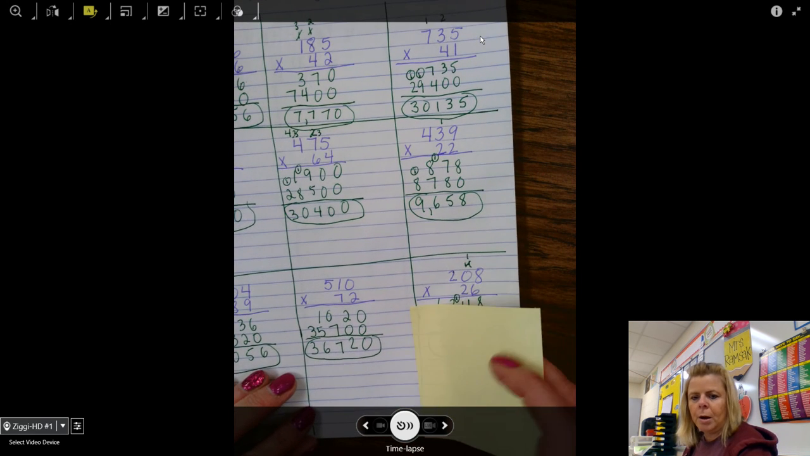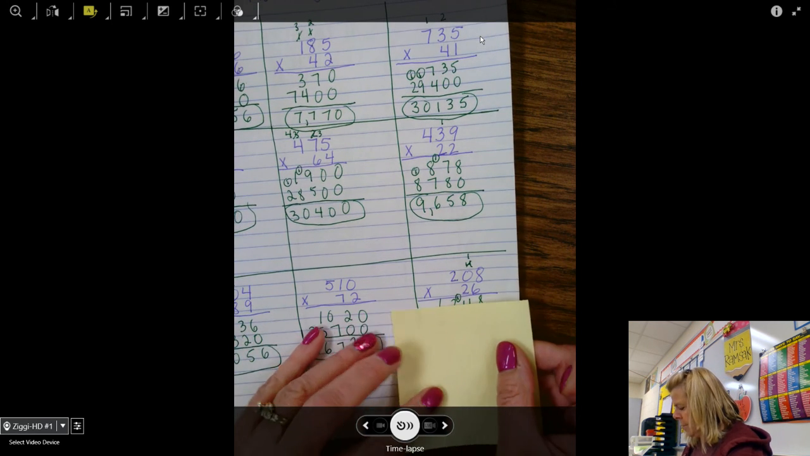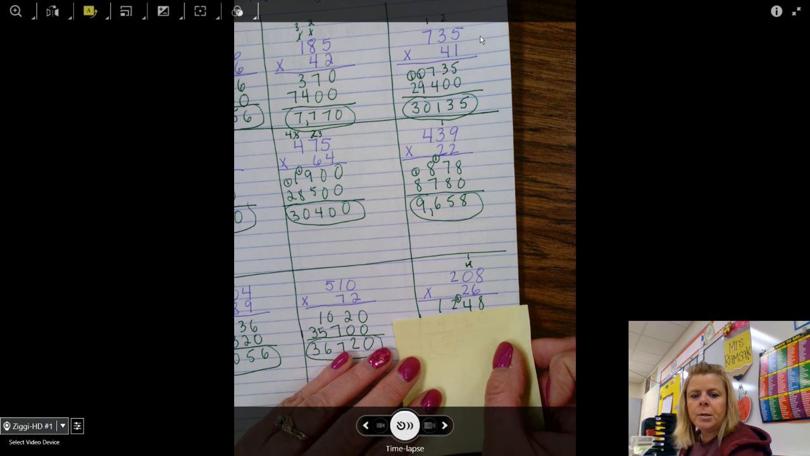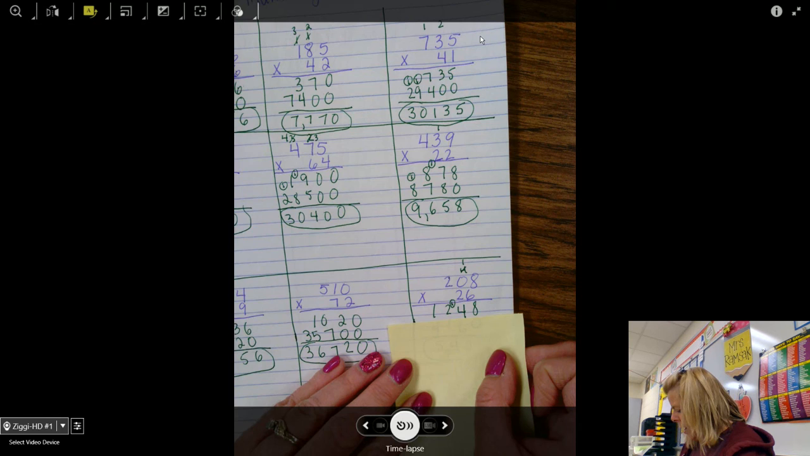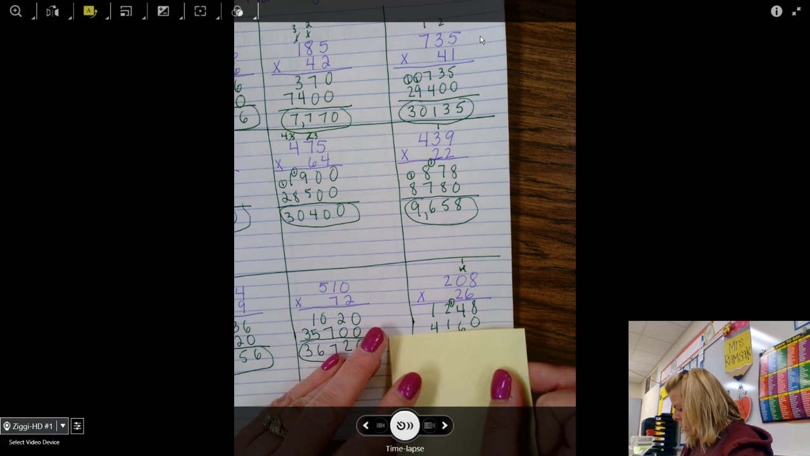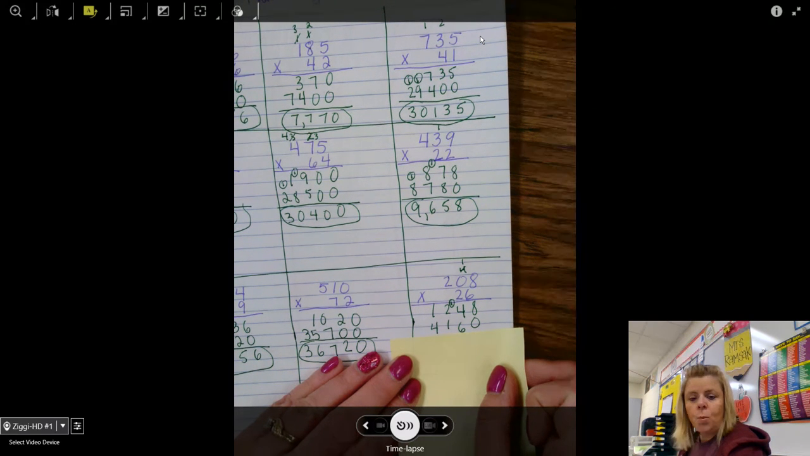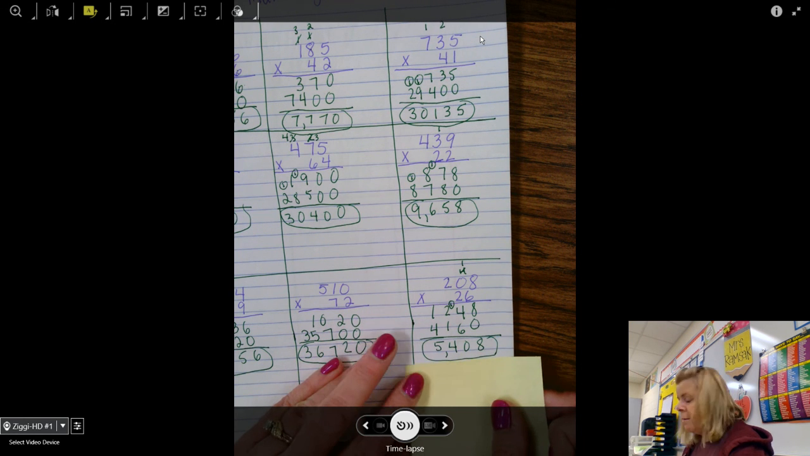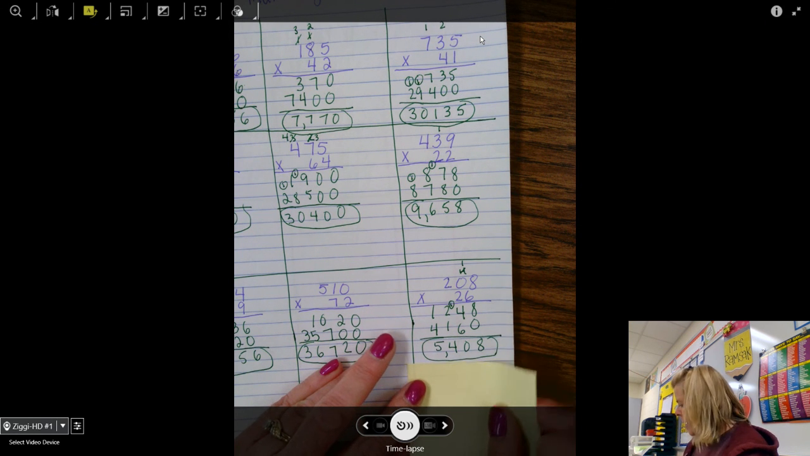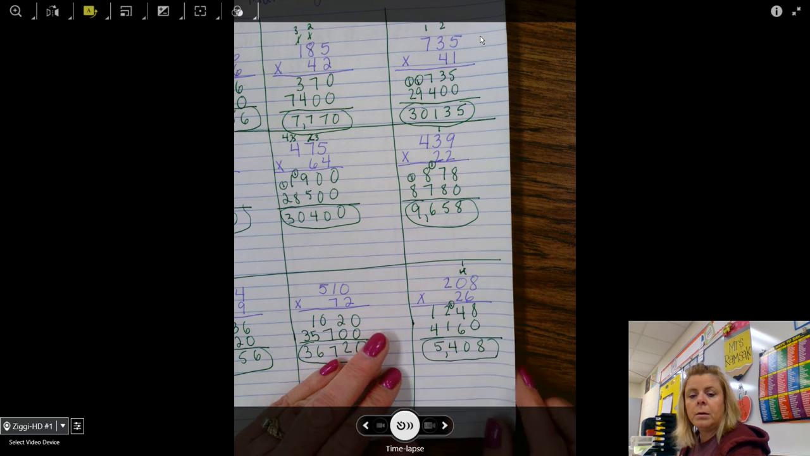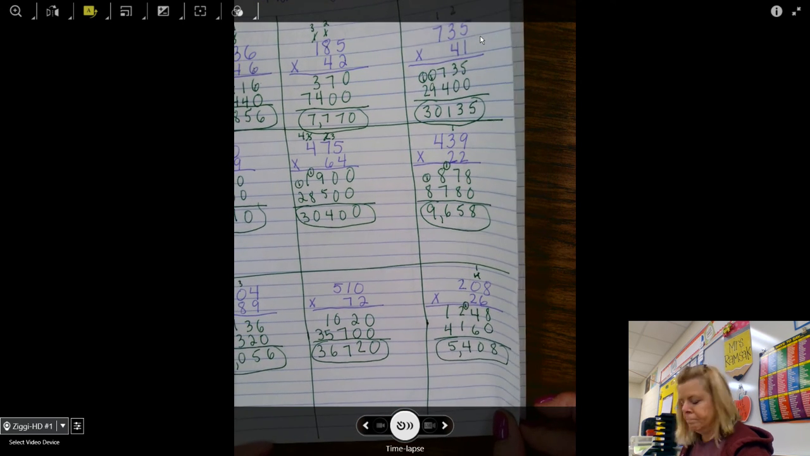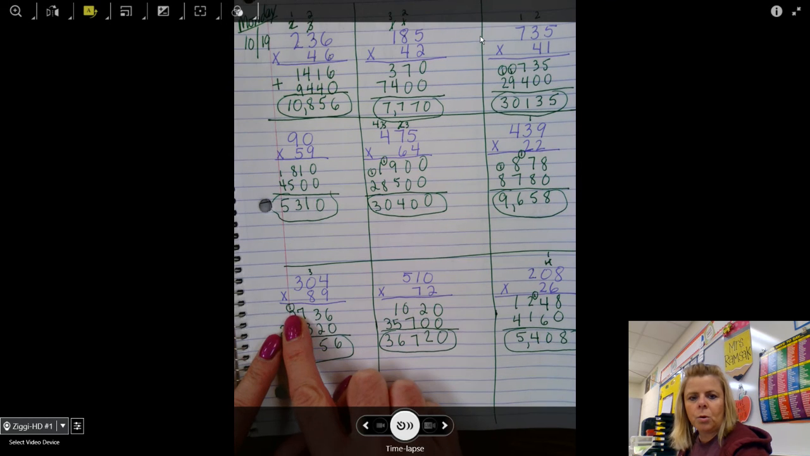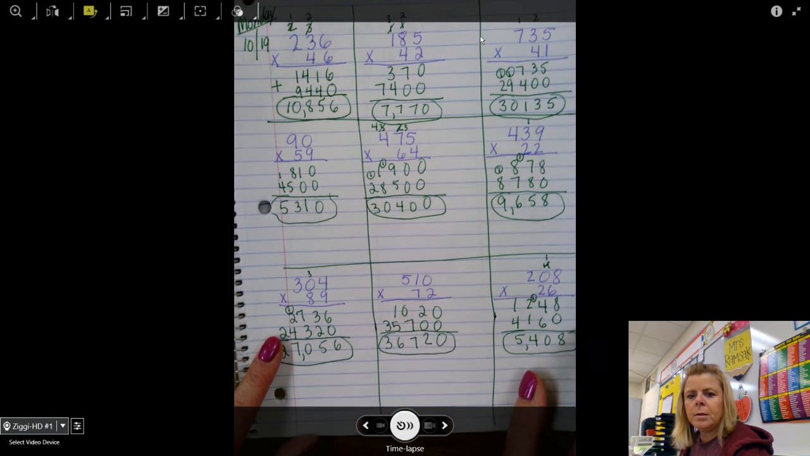And my final problem, 208 times 26. 208 times 6 is my first partial product, 1,248. 208 times 20 is 4,160. And my final answer being 5,408. And there you have it. Those numbers that I have up here are just from when I carried, I circle it.